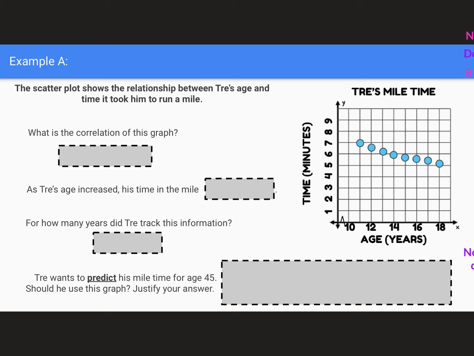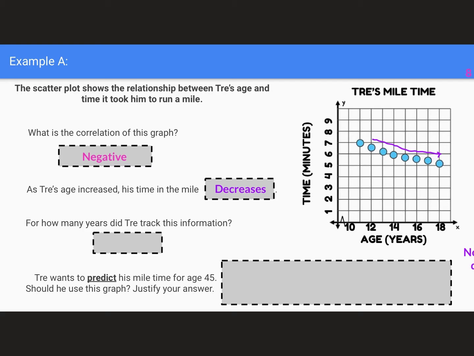And if we're taking a look at our graph here, we can see, although it is very slight, it's going down very slowly, but it is going down as we go from one side to the other. So it's going down, it's showing a negative correlation, right? As our x increases, our y decreases. So as Trey's age increases, his mile time decreases. So the older he's getting, the faster he's running.